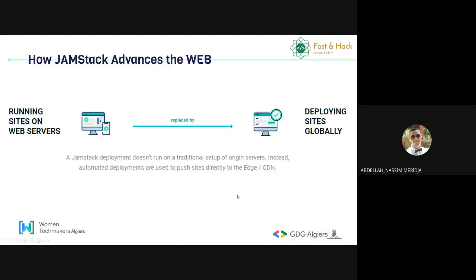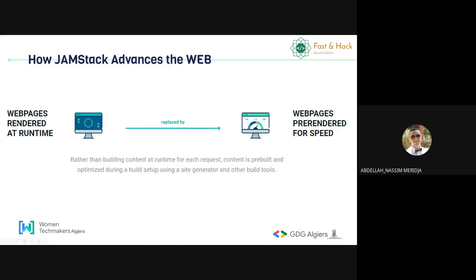The second one is we replace the web pages that are rendered at runtime or on request by web pages that are pre-rendered for speed. So we use tools like Webpack and optimizers to optimize our page the maximum possible and deliver it directly, pre-rendered. And we won't re-render the page on each request.